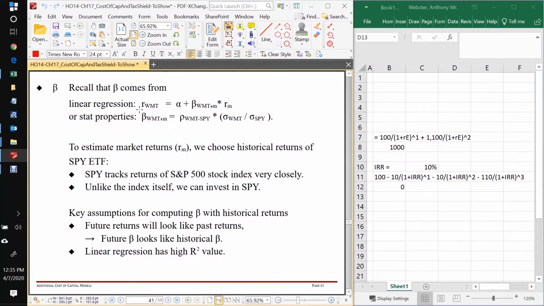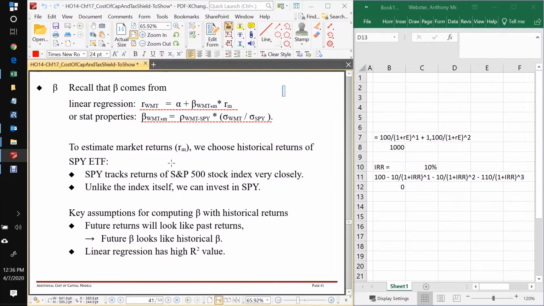Remember, beta is going to come from our linear regression, or if we wanted to instead, we could compute correlation coefficients between Walmart and the S&P 500 and get standard deviations. But probably the best, most direct way to get beta is to just do a linear regression of the returns of Walmart versus the market for the past 30 years.